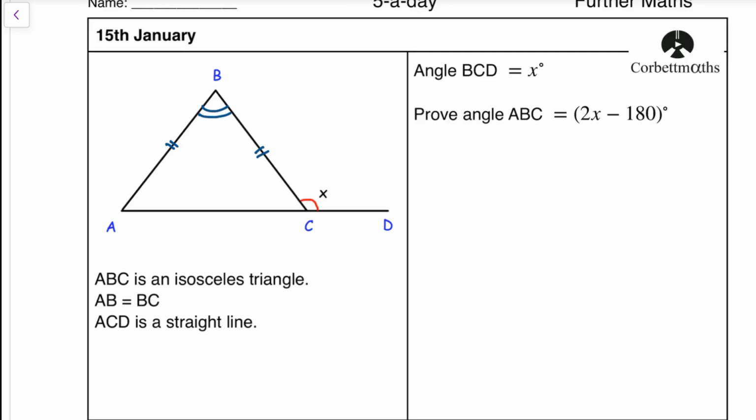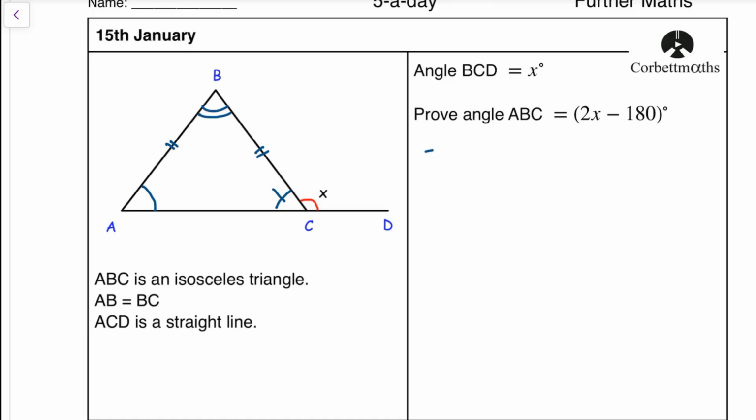As ever with these, it's worthwhile working out what you're going to do first before writing down lots of things which may not be relevant. So I would notice that this angle here is going to be 180 minus x because it's on a straight line. And then I would also notice that this angle here is going to be the same angle because it's an isosceles triangle and base angles are equal, which means the angle we're looking for is 180 minus both of those angles. So now we just need to write that down carefully.